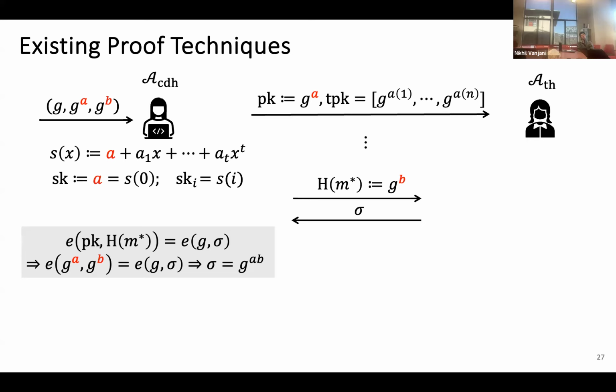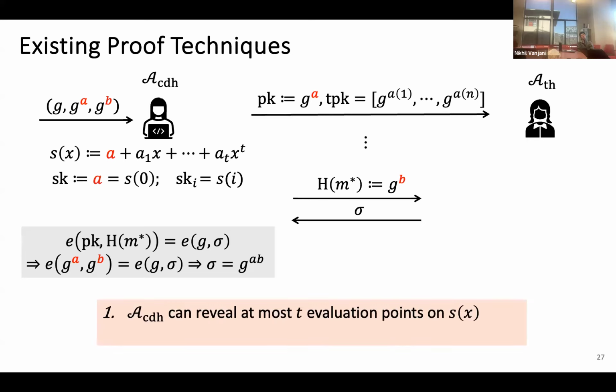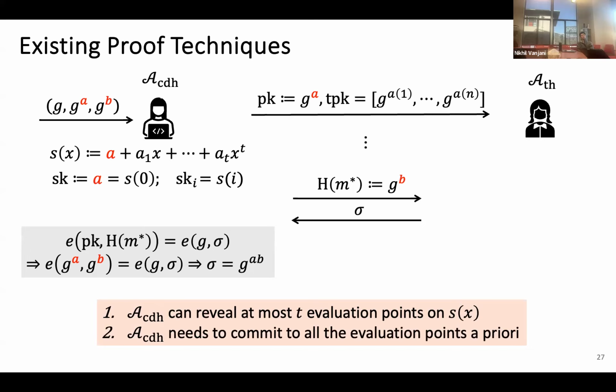Okay. So the problem here is that the CDH adversary can reveal at most t evaluation points on the polynomials. Because it can sample those, but it also needs to commit to all evaluation points in the exponent. Yes, I have a question: can the adversary ask the oracle to sign multiple messages? Yes, it can. So we need to be able to simulate the signing queries as well, yes.